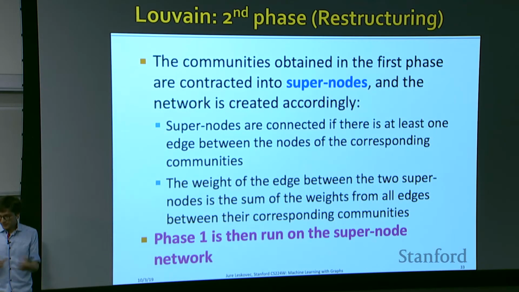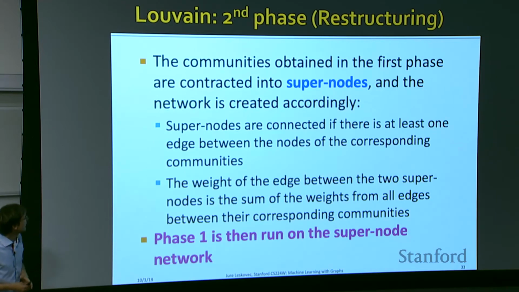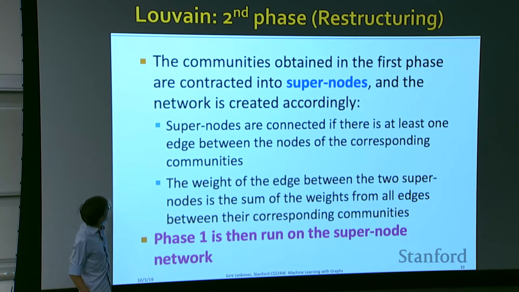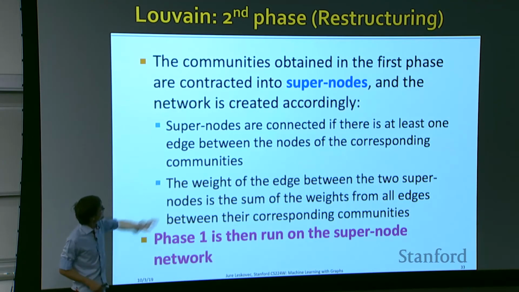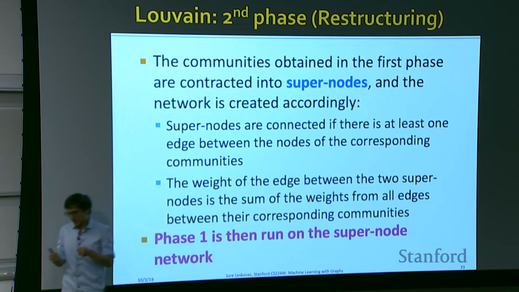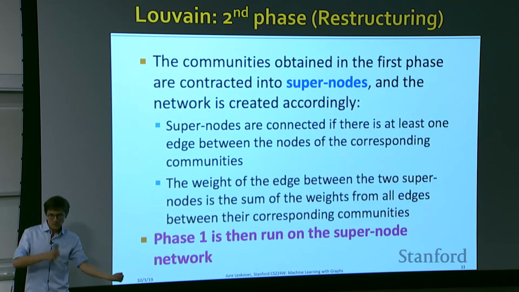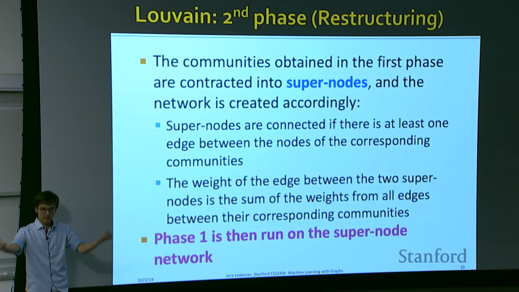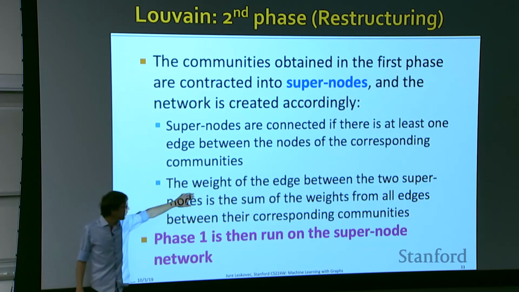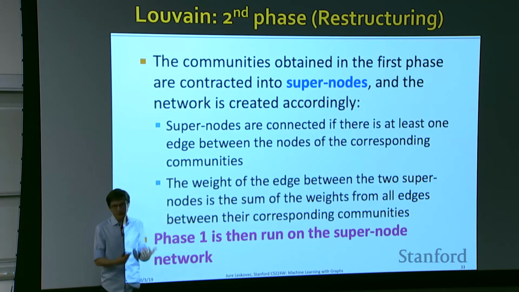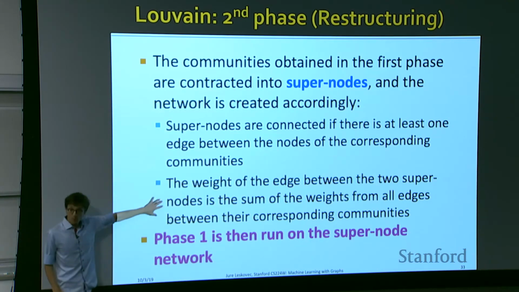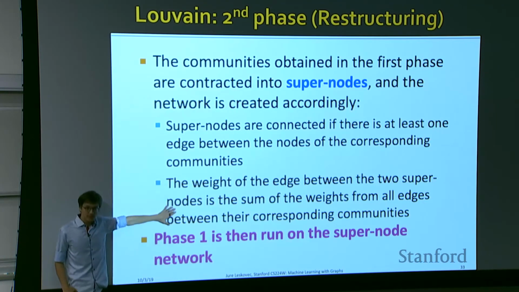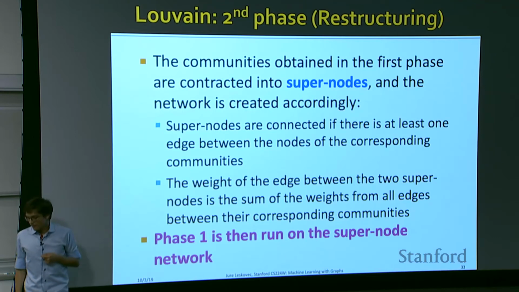Now in the second phase, we do this restructuring, aggregation, coarsening, where the communities that we obtained in phase one are contracted into supernodes. Each community becomes its own supernode, and nodes are connected if there is at least one node in one community that links to a node in the other community. This will connect the corresponding supernodes, and the weight of that connection will be the total edge weight between the two communities that you merged into supernodes. This coarsens the graph. After you have coarsened the graph and created the weighted graph, you apply phase one again.